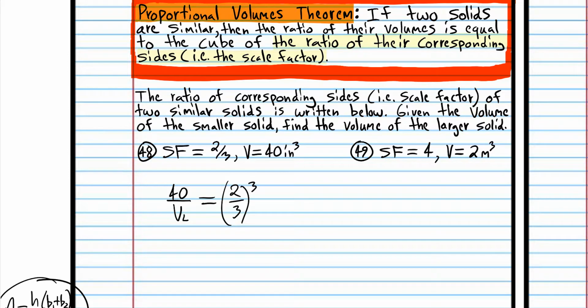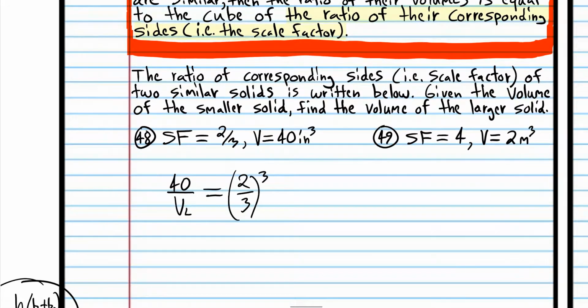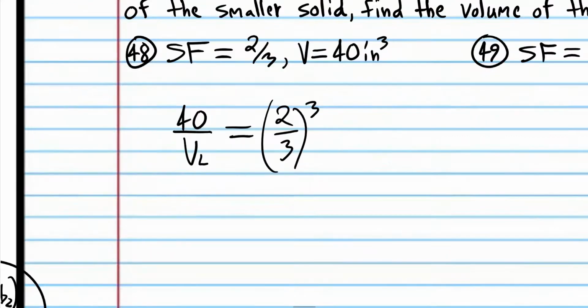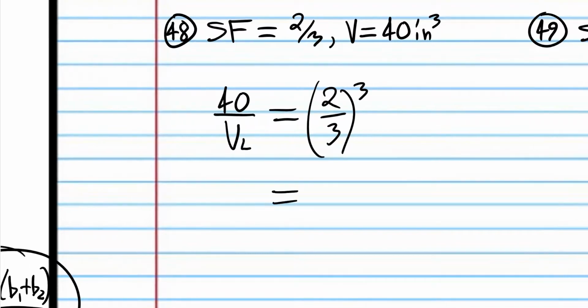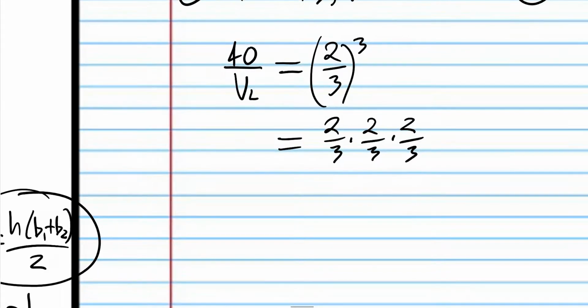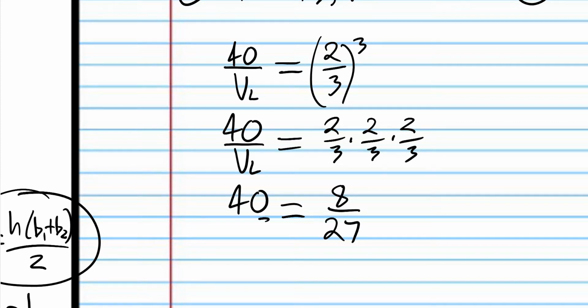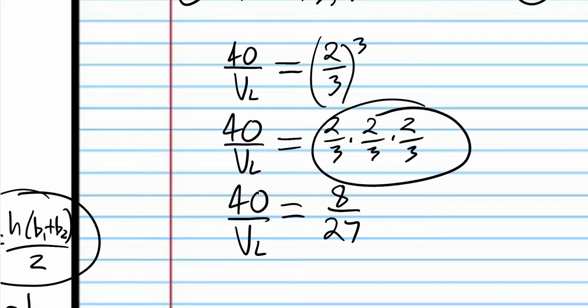So now we just do basic algebra to find the volume of the larger solid. So first thing we have to do is cube this. Now you may be thinking, well, how in the world do I do that? Well, that's just 2/3 times 2/3 times 2/3. That's what it means to cube something. And multiplying a bunch of fractions like that is really easy. It's not hard at all. You're just multiplying straight across. So 2 times 2 times 2 is 8, and 3 times 3 times 3 is 27. You don't have to show all this, but I'm just doing that for your sake.